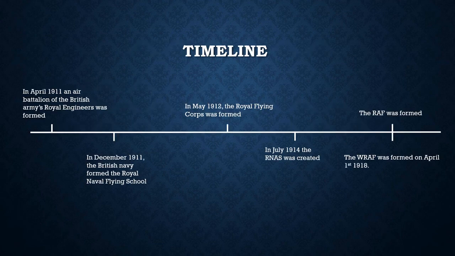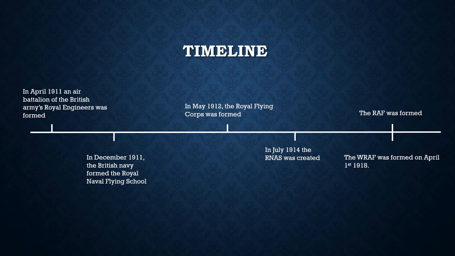This is the first section of the timeline on the screen here. So, in April 1911, an air battalion of the British Army's Royal Engineers was formed at Larkhall in Wiltshire. I should say that the main points are on the actual PowerPoint, and I'm just going to add an extra little bit of information. You can never know too much.